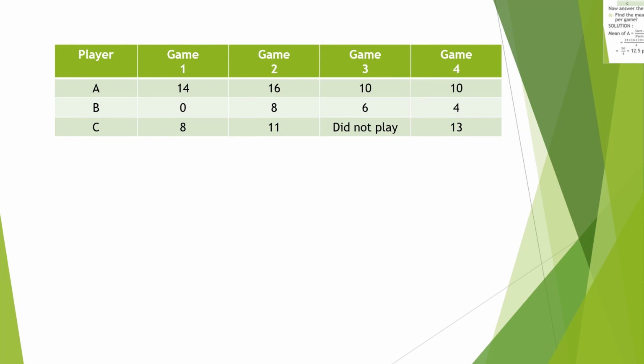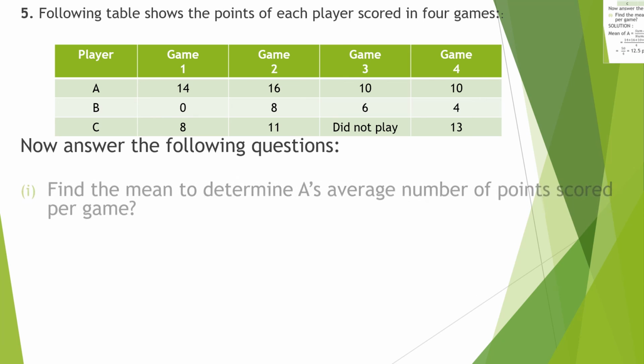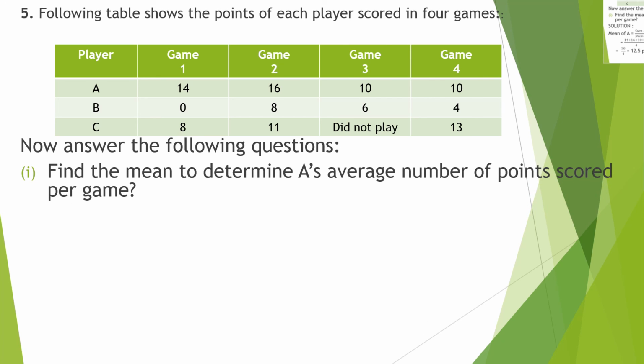Now we move to the next question. Following table shows the points of each player scored in 4 games. Now answer the following question. Find the mean to determine A's average number of points scored per game.